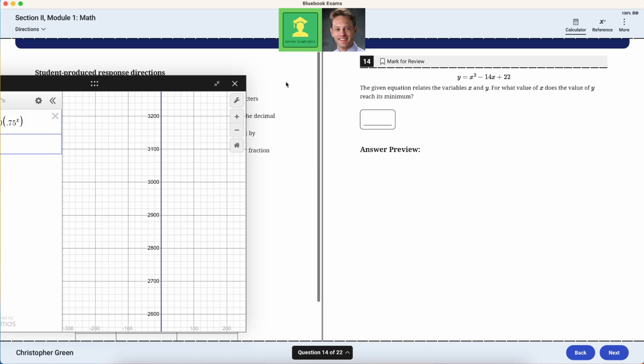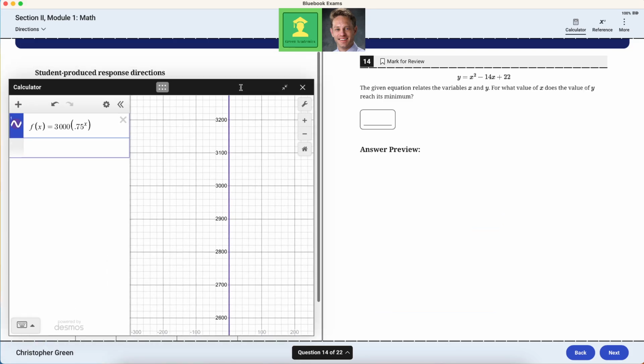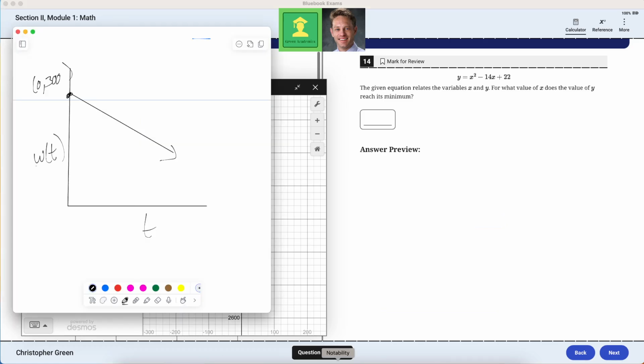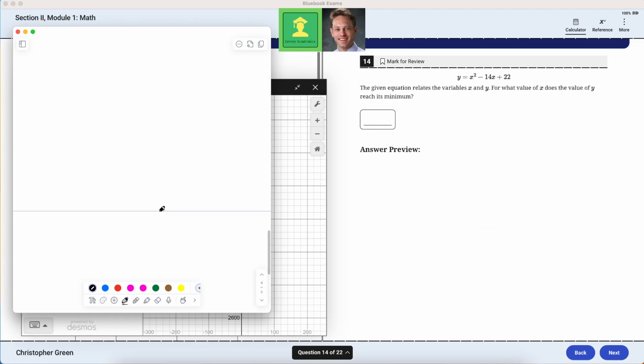The given equation relates the variables x and y. For what value of x does the value of y reach its minimum? So this is a classic situation where if you know the rules, the special attributes of a quadratic, the axis of symmetry is always negative b over 2a. I can quickly give the long form explanation for that.